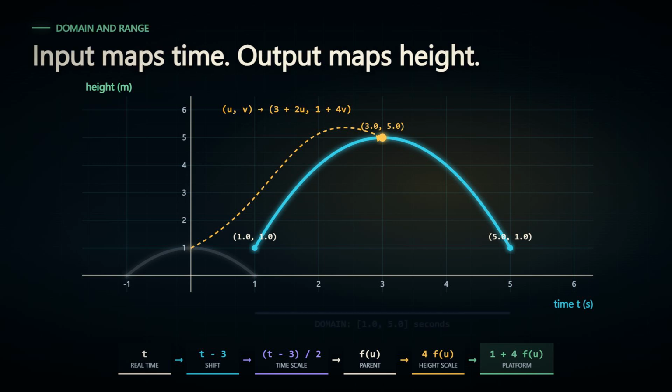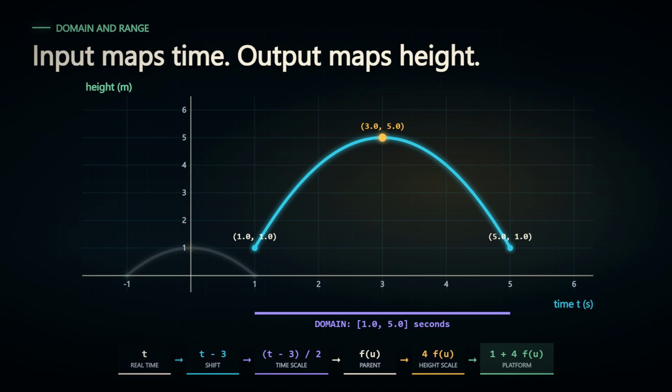The parent domain from -1 to 1 maps to real times from 1 to 5 seconds. The parent range from 0 to 1 maps to heights from 1 to 5 meters. Domain follows the input transformation. Range follows the output transformation. We now know when the flight exists and every height it can reach.